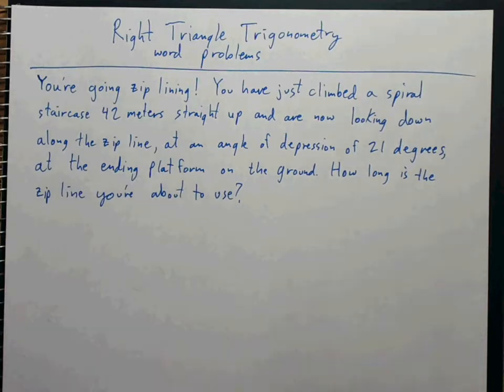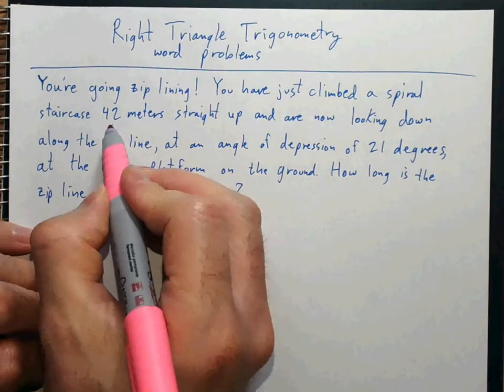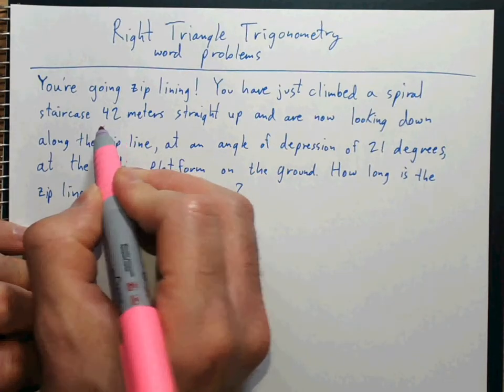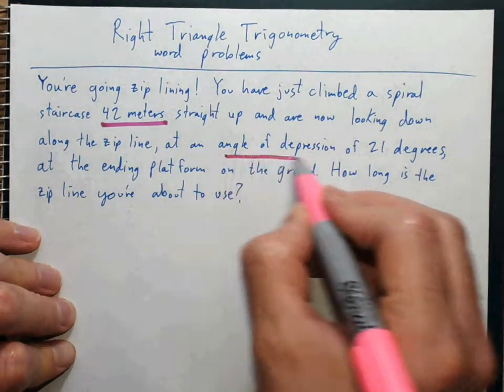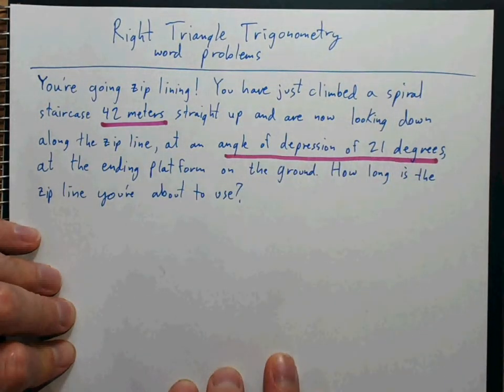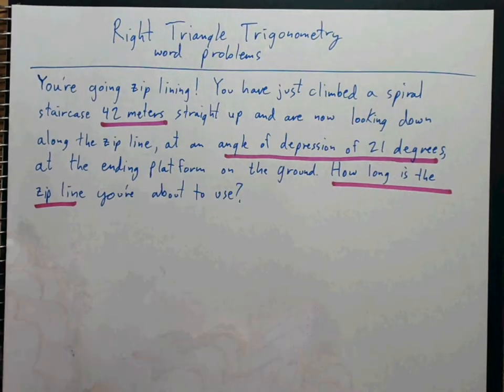So the important parts here, obviously the measurements are going to be very important, right? So it's 42 meters straight up. There's an angle of depression of 21 degrees. And you want to know how long is the zip line, right? So go ahead and, how about if you try to draw a diagram to set up this situation. Pause the video, draw a diagram, and then push play and check your work. Pause now.